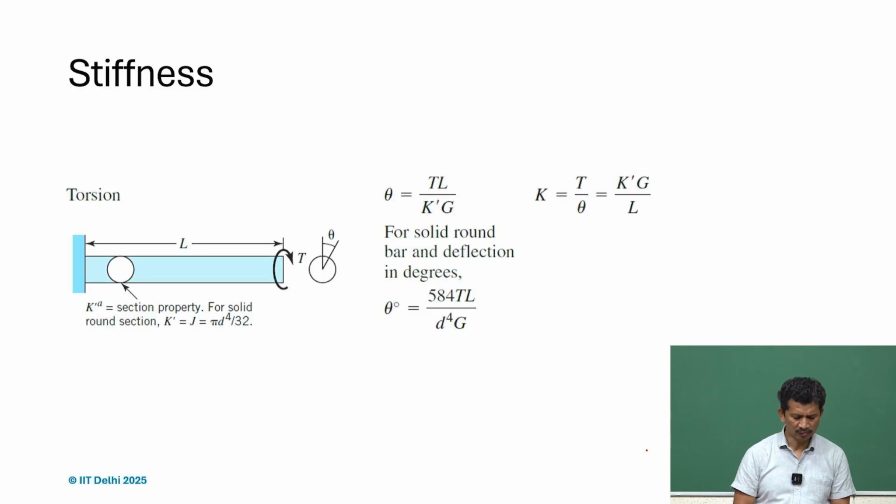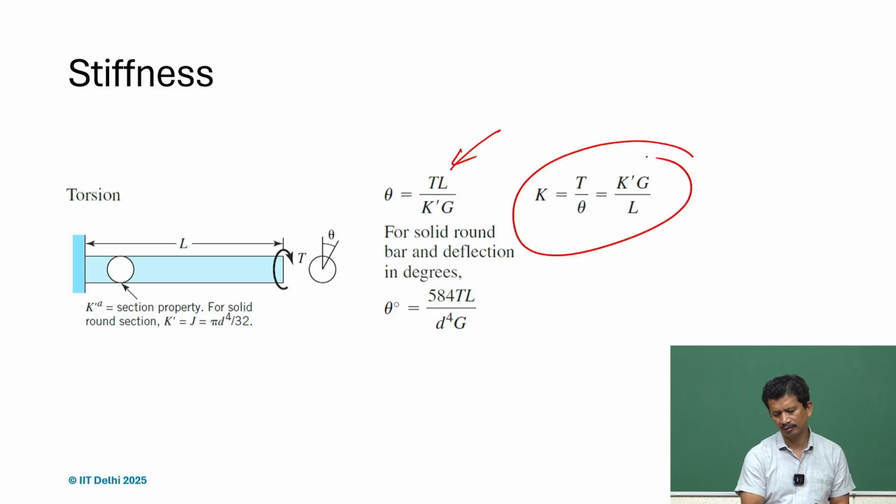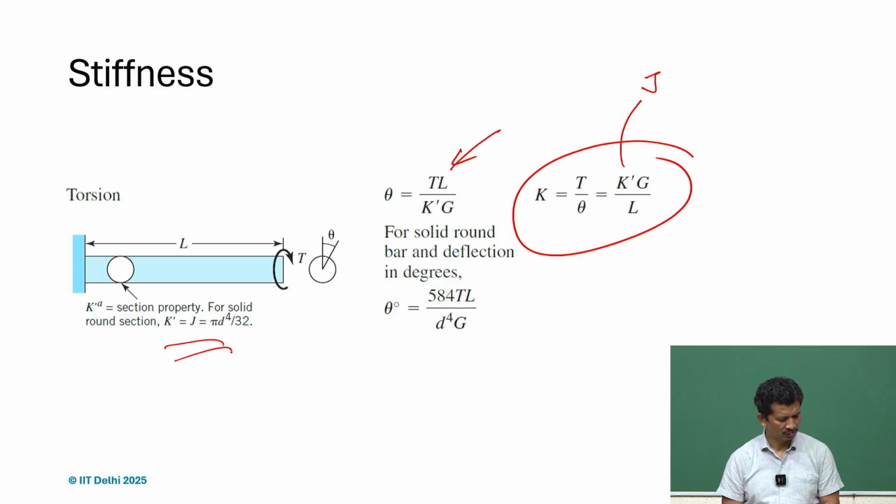If it is in torsion, this is what we have: K prime G by L. K prime is actually J for round sections, round bars, but for different sections that are not symmetric, it will have different values. So be aware of that, and we can always refer to catalogs or handbooks to get those numbers. So, K prime G divided by L.